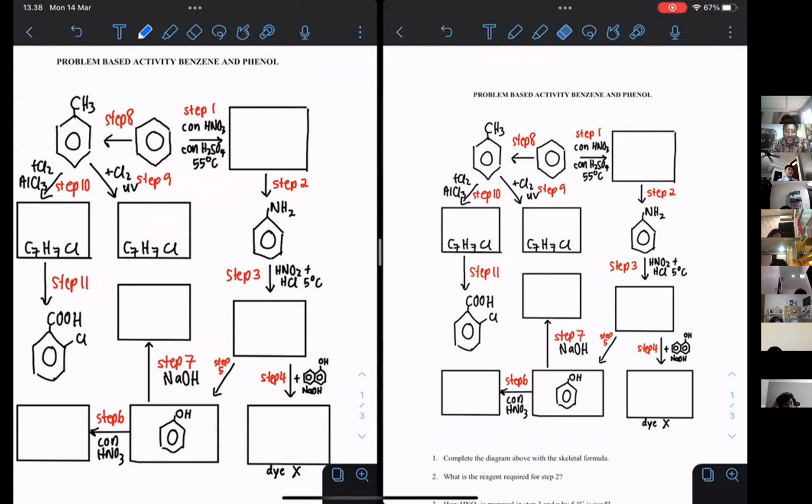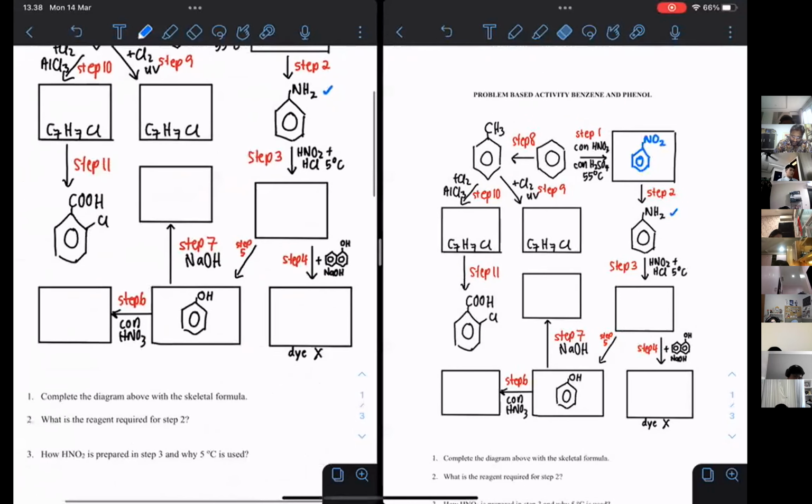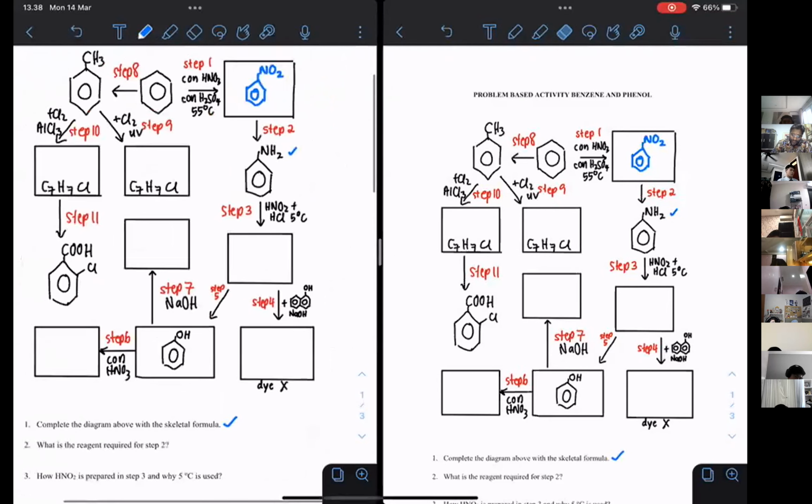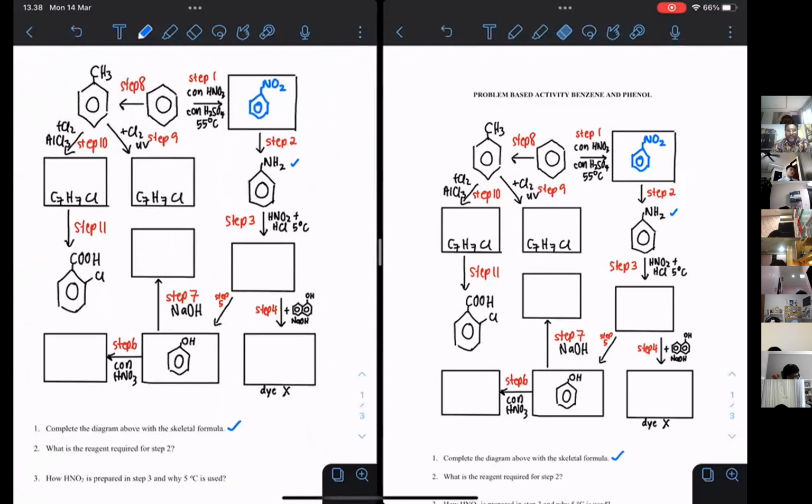nitration reaction. So if it is a nitration reaction, we know this is going to be NH2 at position number 1. I will draw first, and the final answer I will include later because they want the answer in skeletal formula. So I'll just draw first, later we will adjust accordingly. Once you get to step 2, from NO2 to become NH2, that is going to be a reduction, which is we use Sn and HCl.